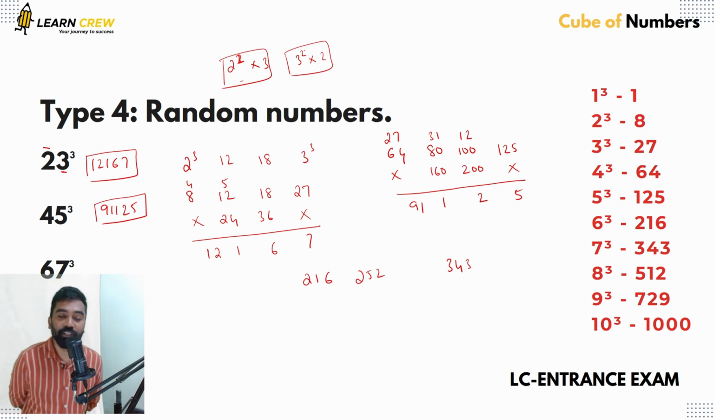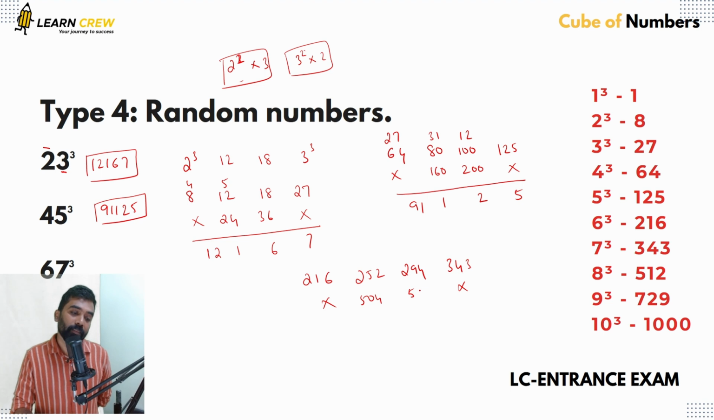49 into 6. 50 into 6 becomes 5 6 are 30, 300. 300 minus 6 becomes 294. This and this gets cancelled, and 252 into 2 becomes 504. And then 294 into 2 becomes 300 into 2, 600. 600 minus 12 becomes 588. 588, right? So this becomes 334 carry.